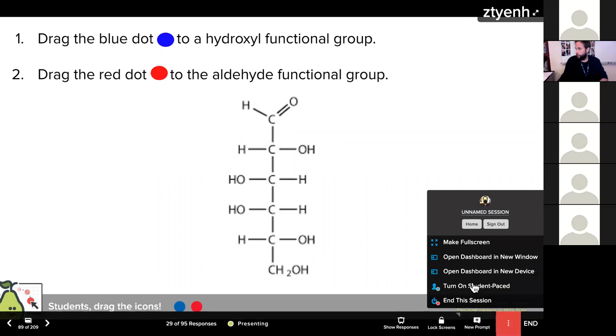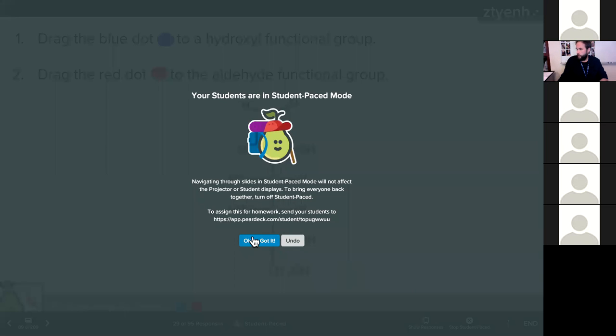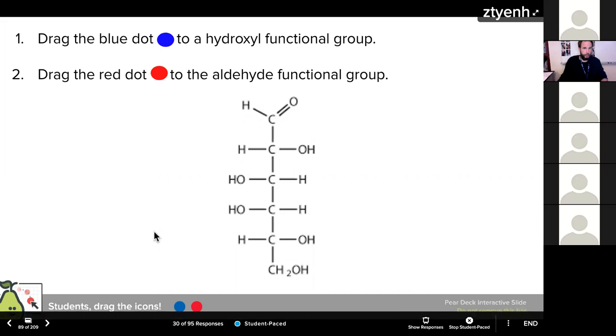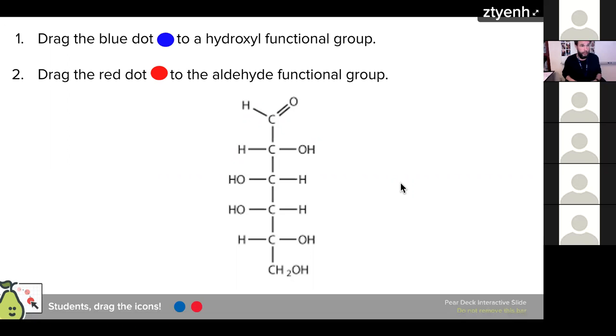I will give you control of the slides so that you can drag your dots at your own pace. And of course, I'll be here if you have questions along the way. And because you're in student mode, you can go back to the chart as well.